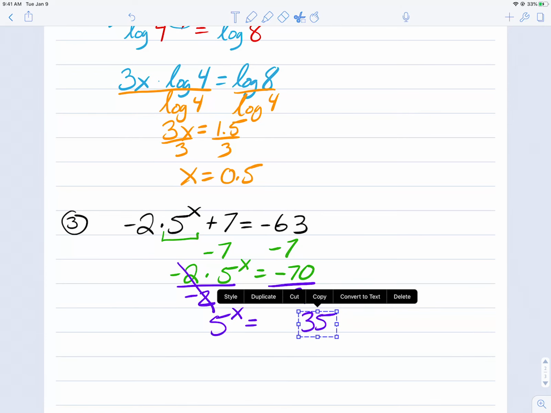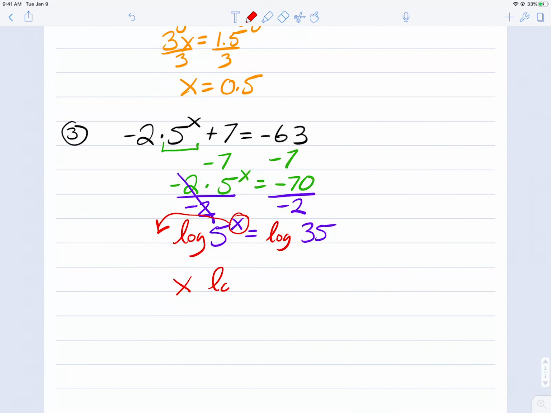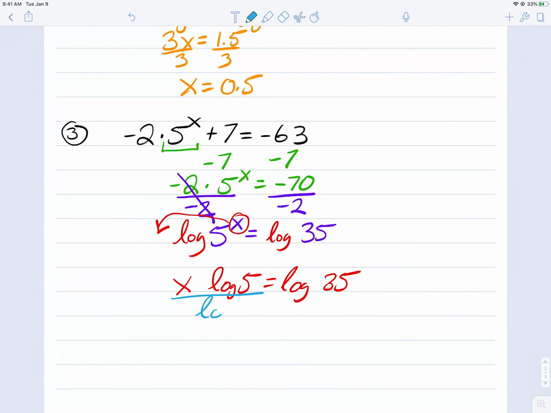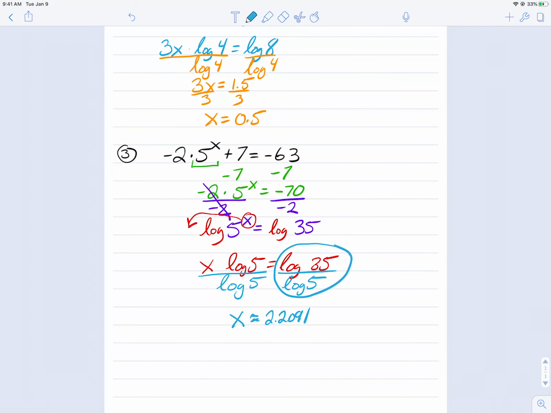If I then take the log of both sides, that will get my variable out of the exponent. So we have x log 5 equals the log of 35. To get x by itself, I need to divide both sides by the log of 5. If I put the log of 35 divided by the log of 5 into my calculator, I would get about 2.2091.